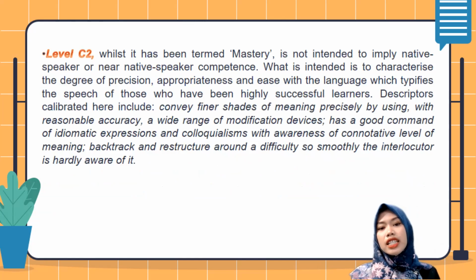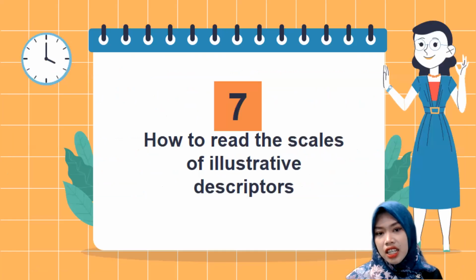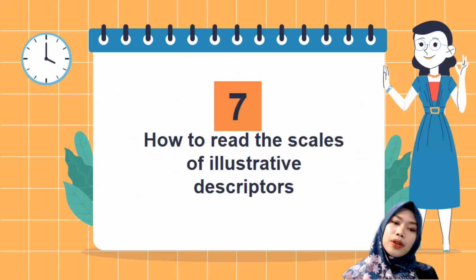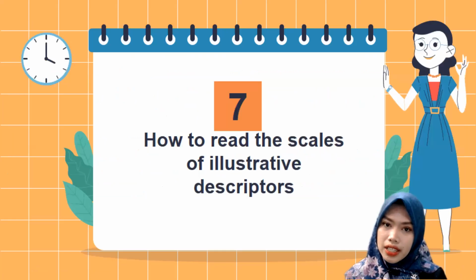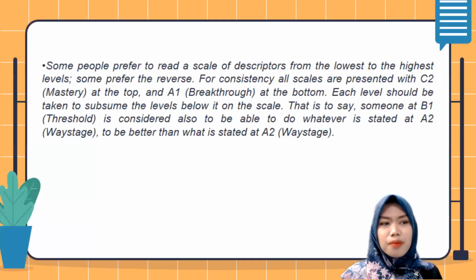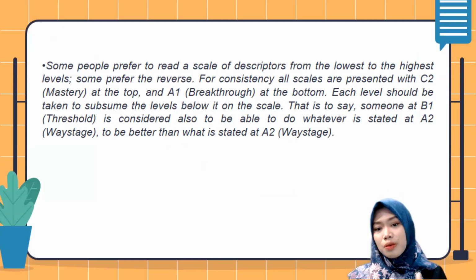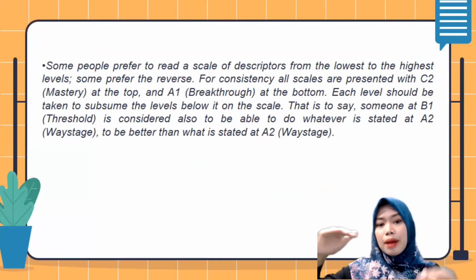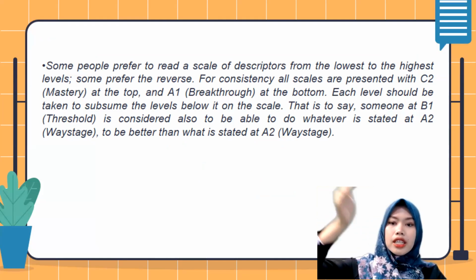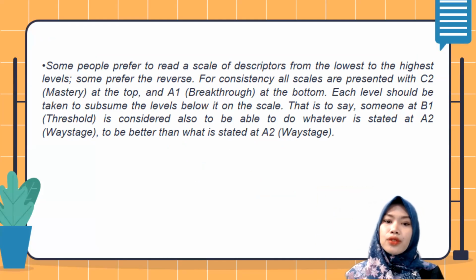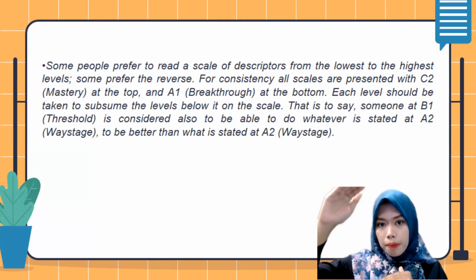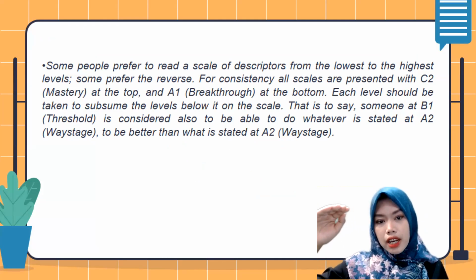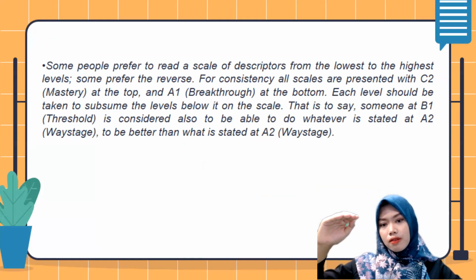And level C2, which has been termed mastery, is not intended to imply native speaker or near native speaker competence. This is the highest level, yeah? And then number 7 is about how to read the scales of illustrative descriptors. Okay, some people prefer to read the scale of descriptors from the lowest to the highest level. Some prefer the reverse, from the highest to the lowest. And then for consistency, all scales are presented with C2 as mastery at the top, and A1 as breakthrough at the bottom.